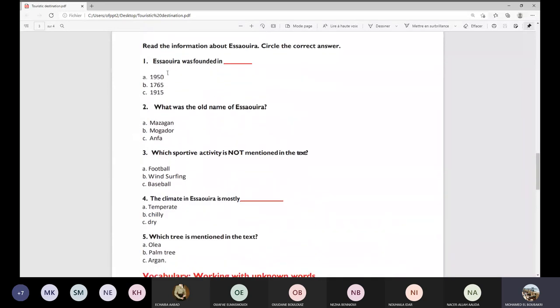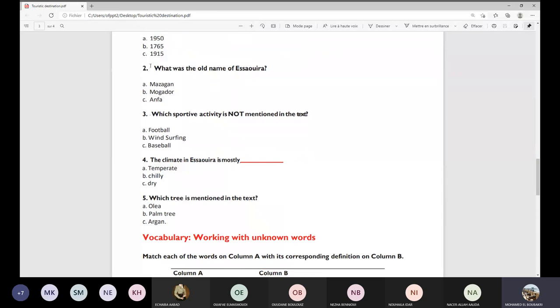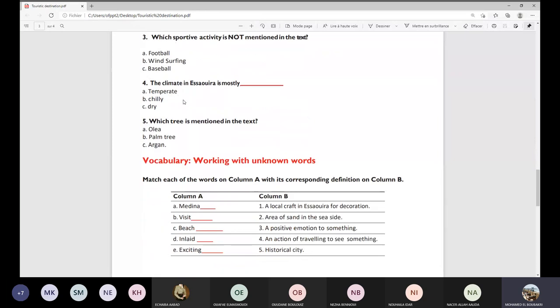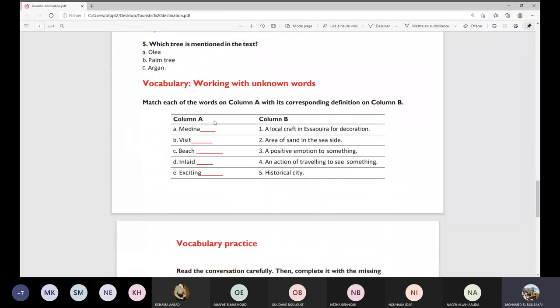Well, we repeat. The city was founded in 1765. Its old name is Mogador, answer B. The sportive activities not mentioned in the text are baseball and football. The climate in the city is temperate. And the tree mentioned in the text? We have three choices: Olea, palm tree, and Argan. Argan, yes, that's correct, so the answer is C. Though, of course, even on the city streets we may find some palm trees. Nice job.